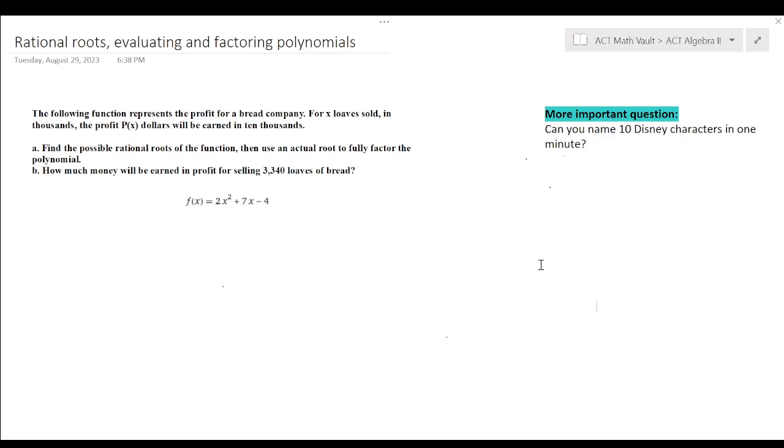Okay, so it says the following function represents the profit for a bread company for X loaves sold in thousands. The profit, P of X dollars, will be earned in 10,000s. Find the possible rational roots of the function, then use an actual root to fully factor the polynomial. All right, so let's start with A here.